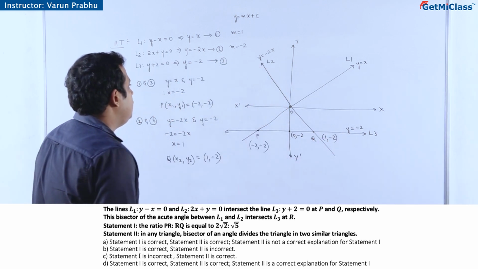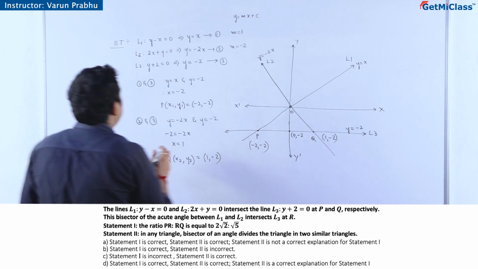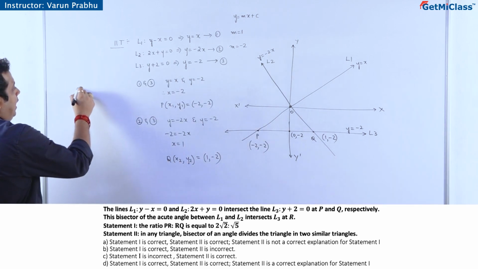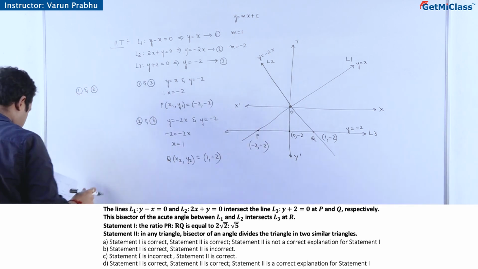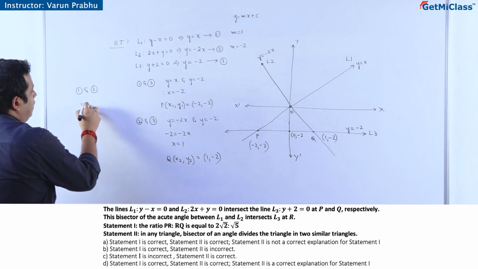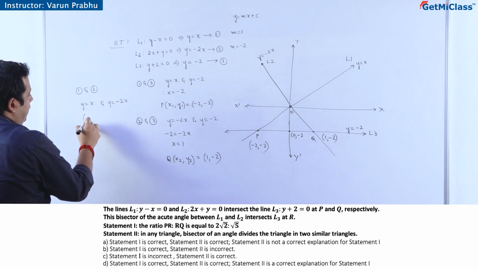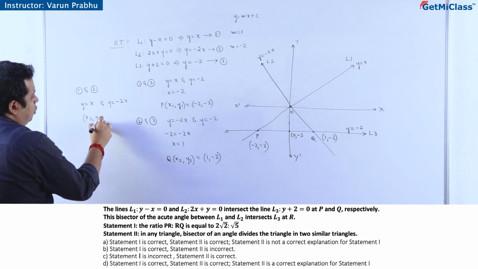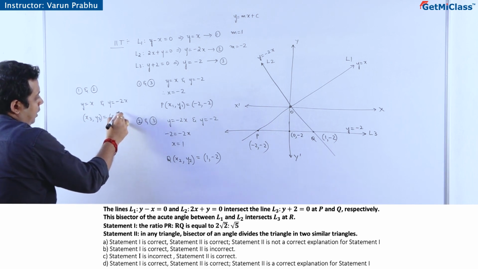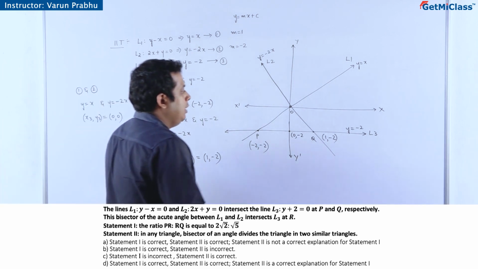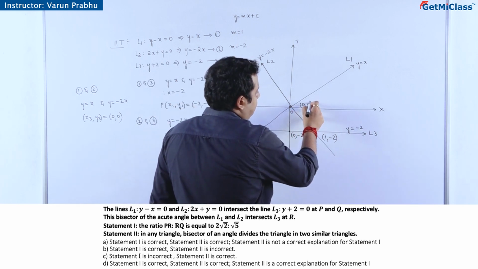Now if you solve equations 1 and 2, what do you get? You will get y is equal to x and y is equal to minus 2x. You will get x3 comma y3 should be equal to 0 comma 0. Only then both the equations will match. So this is 0 comma 0.